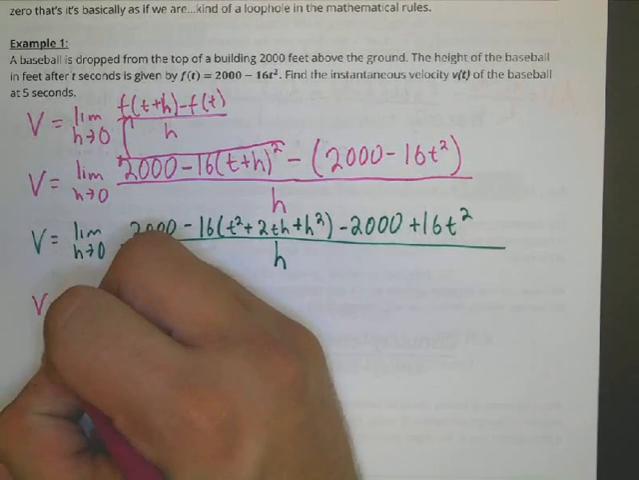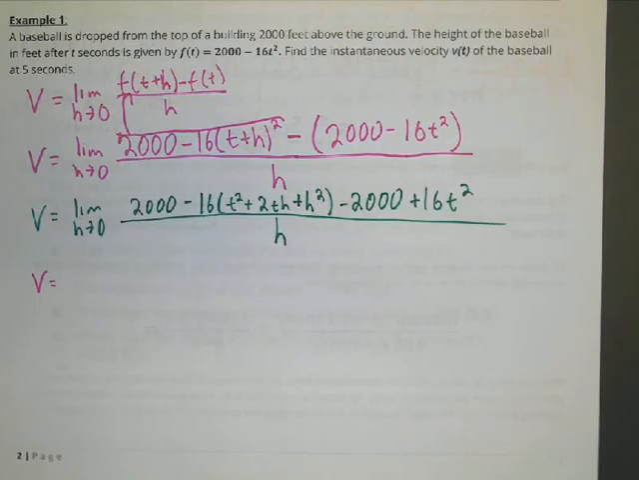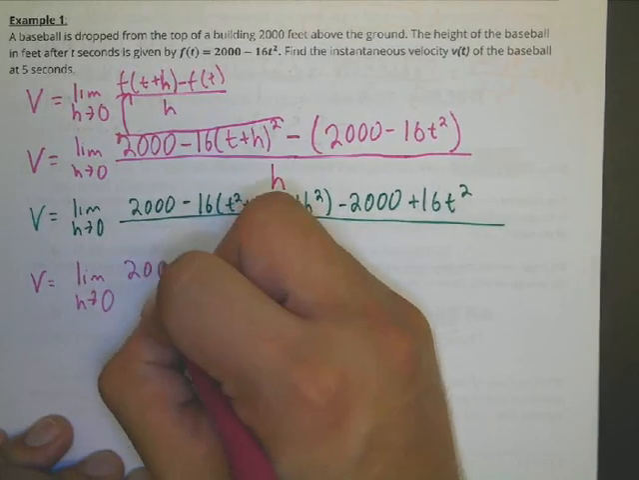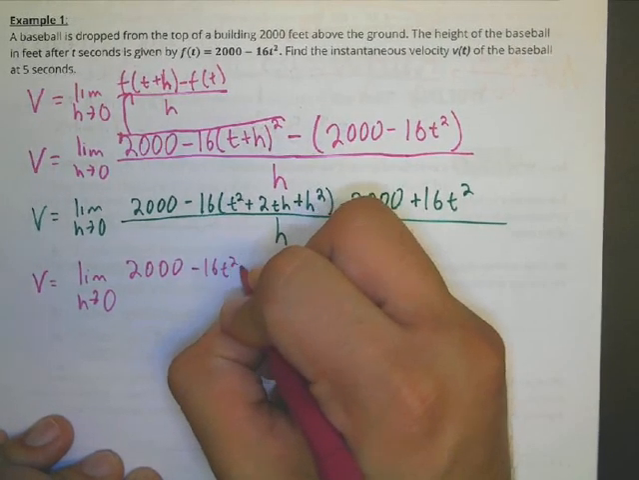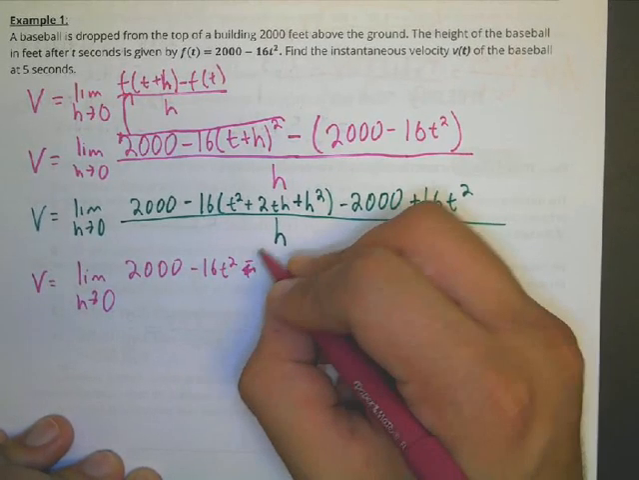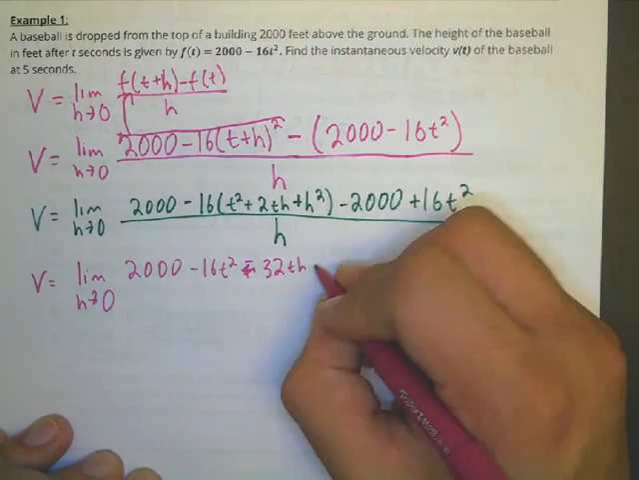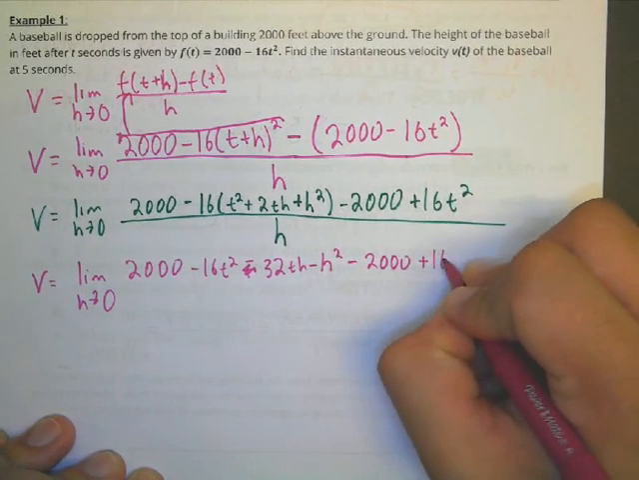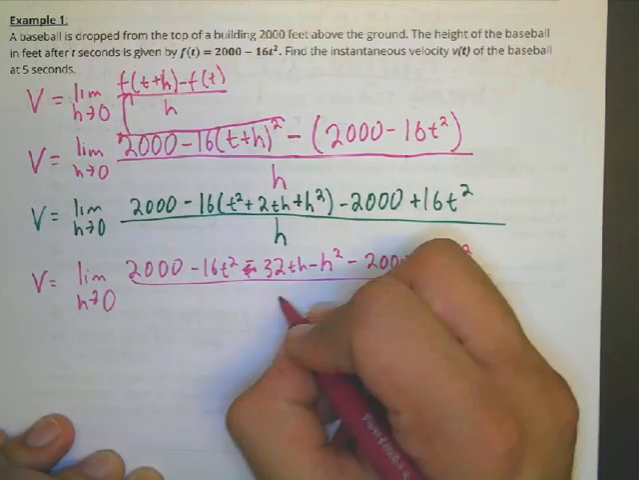There is a last simplification step we need to make, and what is that? You said it. What'd you say, Ishmael? 16. What about it? Distribute. Yeah, let's distribute it, right? Let's distribute that 16. It's going to be 16t squared minus 32th minus 16h squared minus 2,000 plus 16t squared over h. Okay?